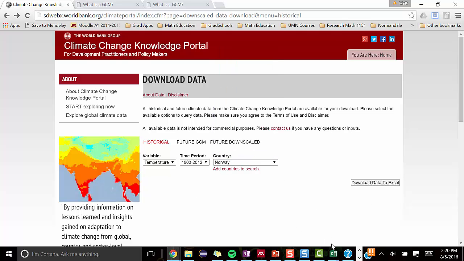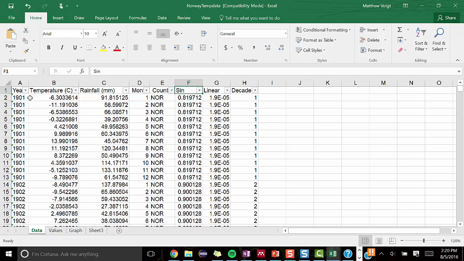So I've gone ahead and downloaded this Excel file, and you'll see here that we have the year, we have our temperature in terms of degrees Celsius. I also have rainfall if I wanted to model that data, the month in which it was collected, the country, and then I've programmed in a sine function.